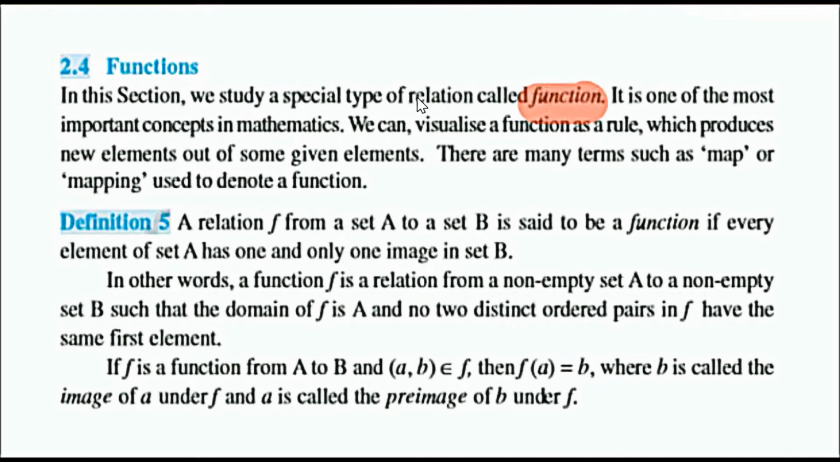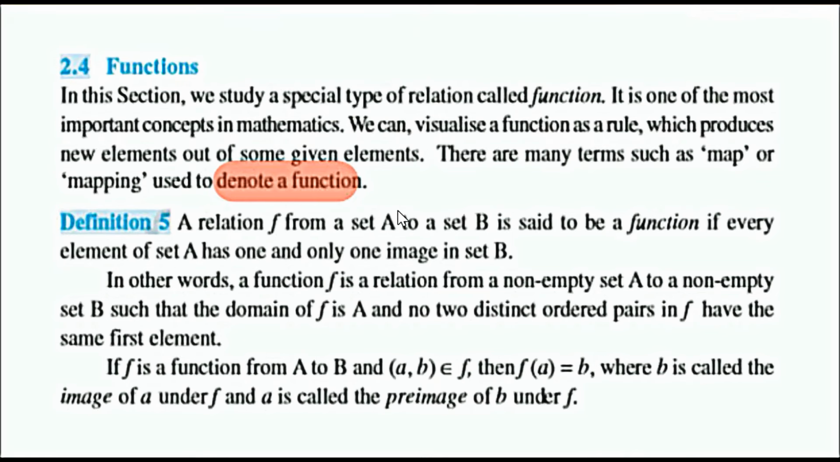We have already known about relations. So a function is nothing but a relation. It is a specific or special type of relation. As I said, it is important to mathematics, and there is a rule. There has to be some rule which gives you new elements. We'll see how. Various terms like map or mapping are used to denote a function, and I'll show how.